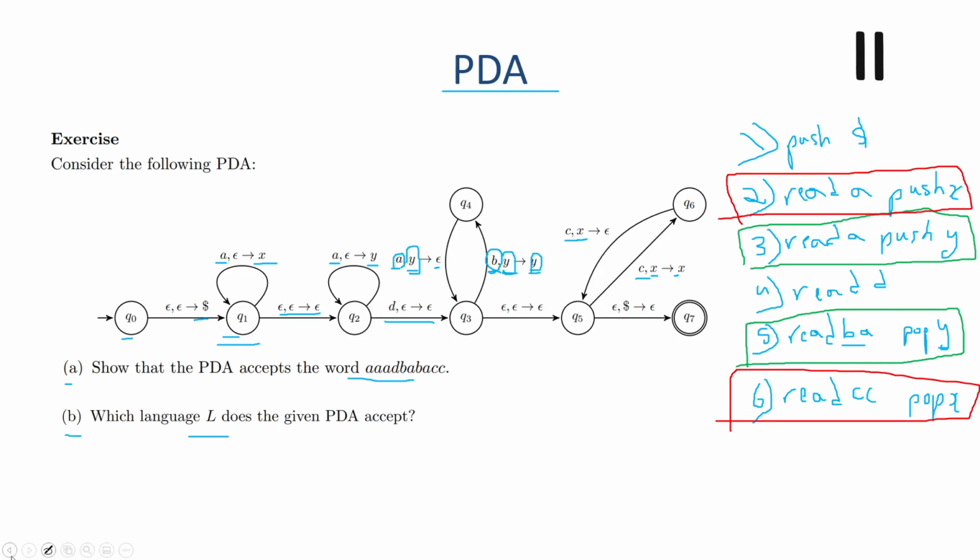Okay, so now we can actually try to solve this. All right, so part A. Do I actually accept this string or not? Well, think about it. We can use our minds and look ahead. Here I have a BA, here I'm going to have a BA, and here I have a CC. According to the steps, this BA is popping some Y, this BA is popping some Y, and this CC is popping some X.